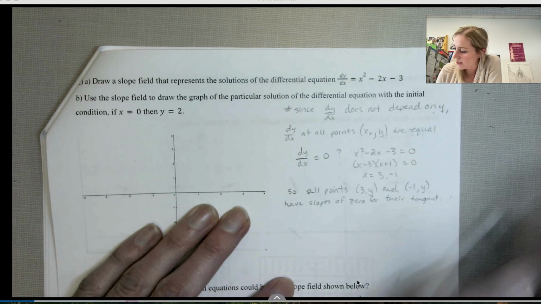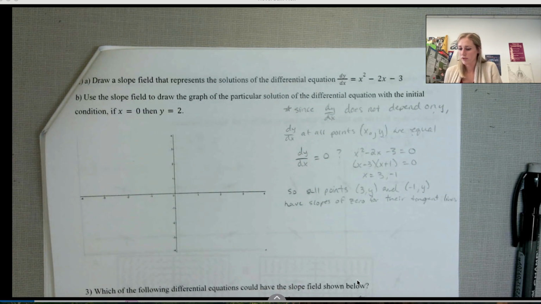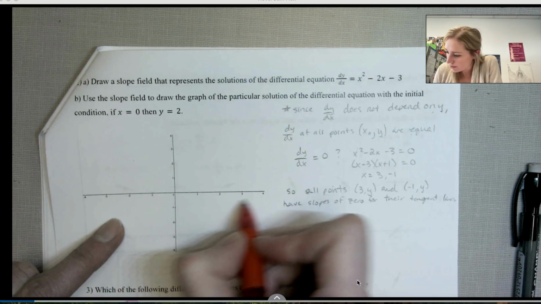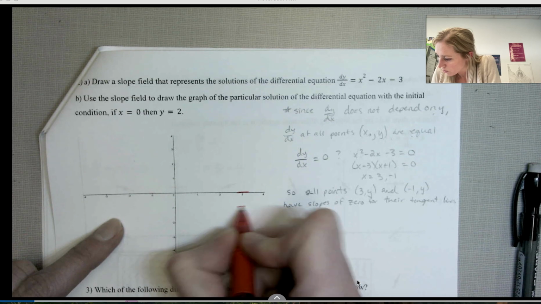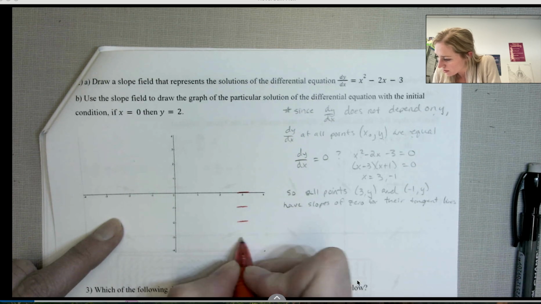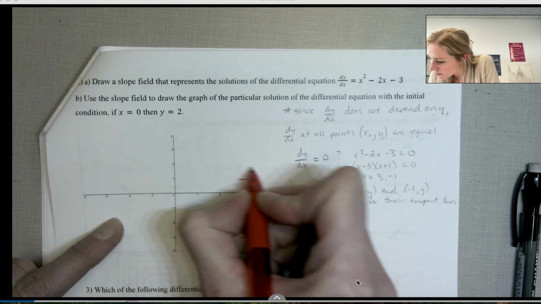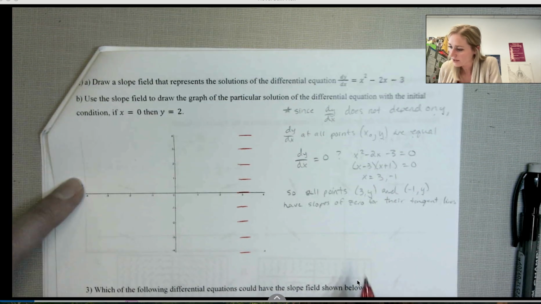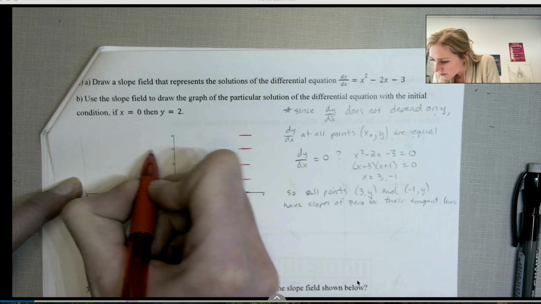Okay, so again, I'm going to draw those in. So at x equals 3, these all have horizontal tangent lines. Doesn't matter what the y's are. Okay, and then at -1, same thing. Horizontal tangent lines.